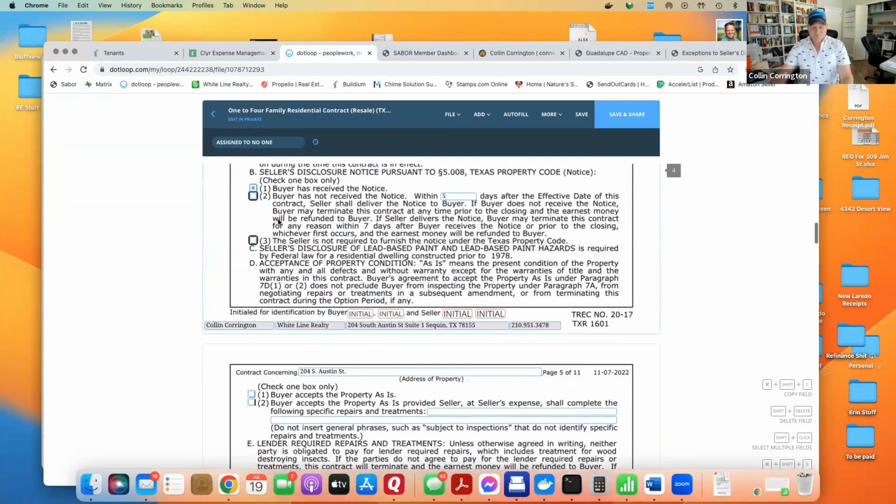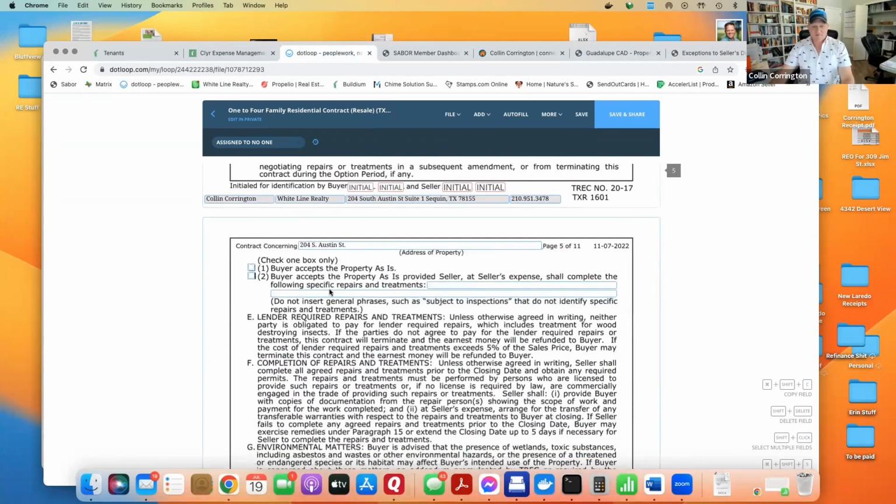All right, next one. I love this one because I get a lot of questions about this. But Colin, they said they'd fix the roof and it says I said I accept the property as is. Guys, I still want the inspection and I'm scared that something's wrong and I don't want, guys, I'm buying the property as is. When you fill out an amendment, you're basically changing it to this section.